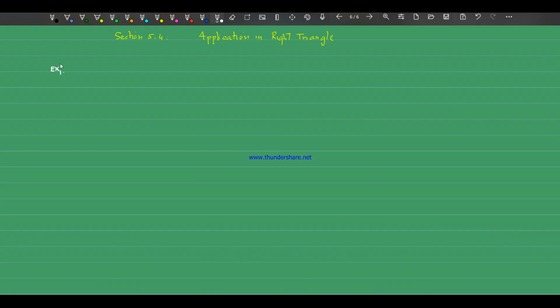Okay, so the first example, we're going to have something like this. When I ask you to solve a triangle, or right triangle, I mean they ask you to find the other sides and angles in the right triangle. Okay, if triangle ABC, if A equals 29.43 centimeter and C equals 53.58 centimeter.